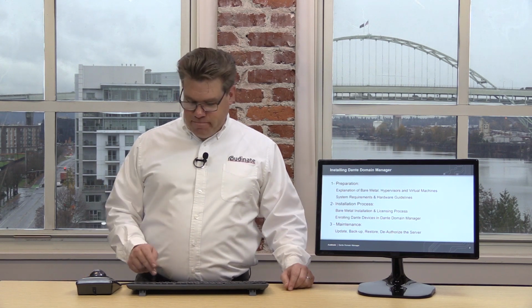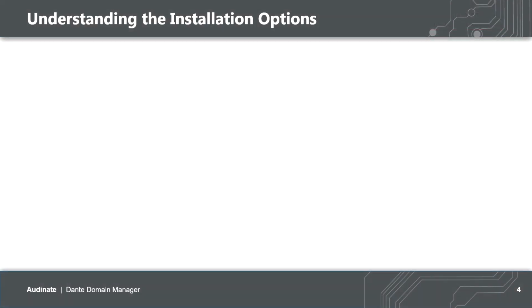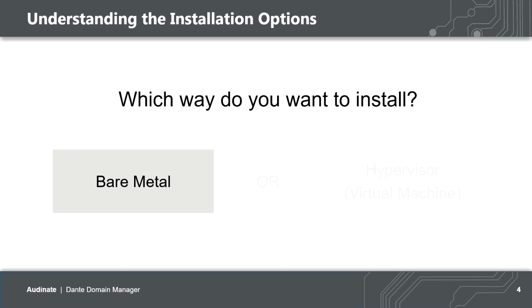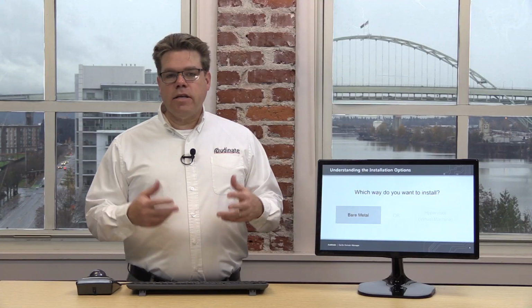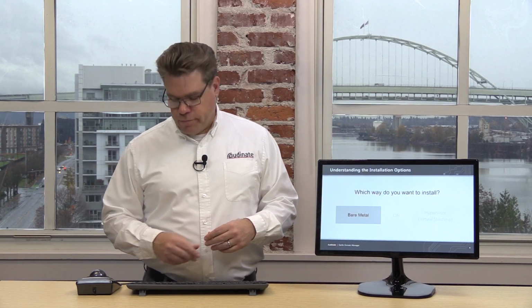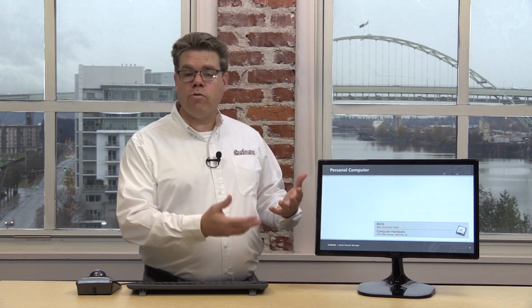So let's get started. When you install, one of the first questions is whether you want to do a bare metal installation or use a hypervisor. We'll start by explaining bare metal, and let's approach this by thinking about the structure of a personal computer. We start with some hardware and the associated BIOS. The BIOS is the lowest level of firmware that presents the hardware in a recognizable way to the operating system.